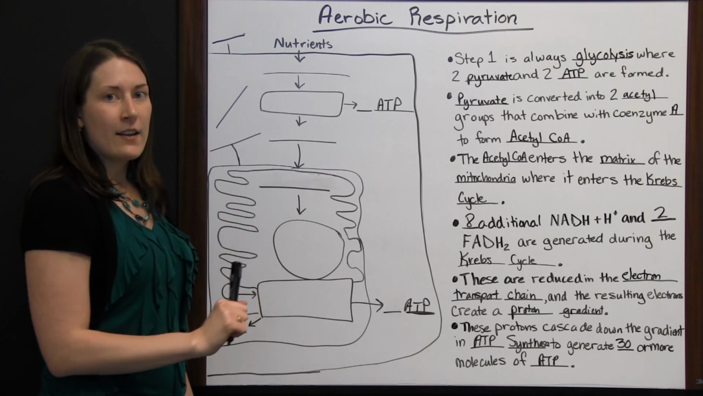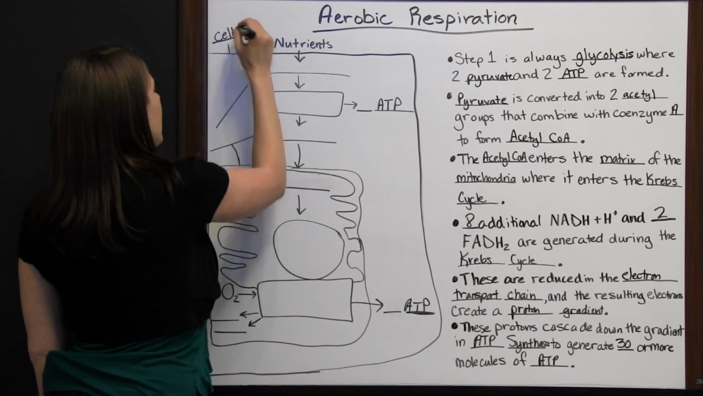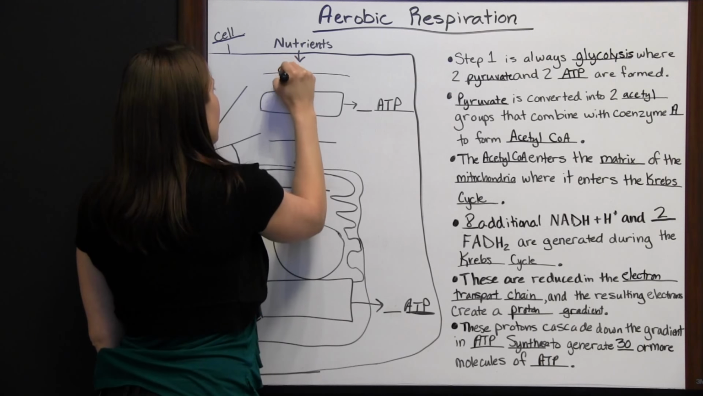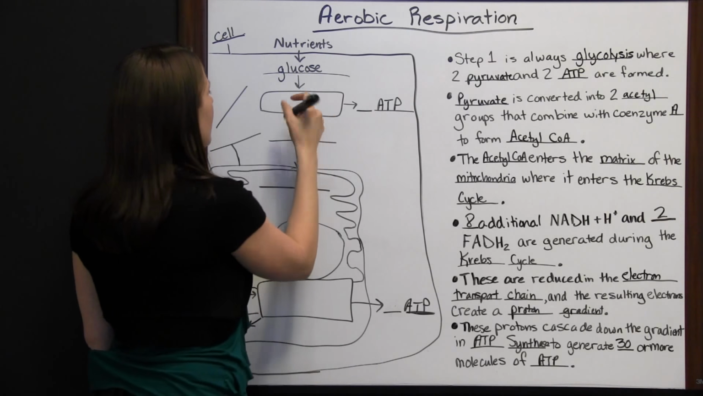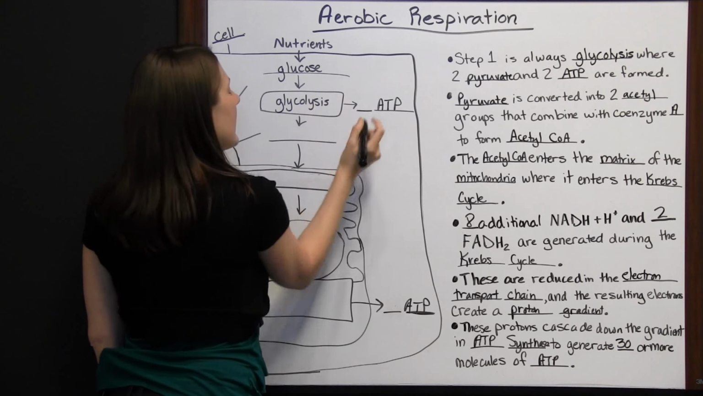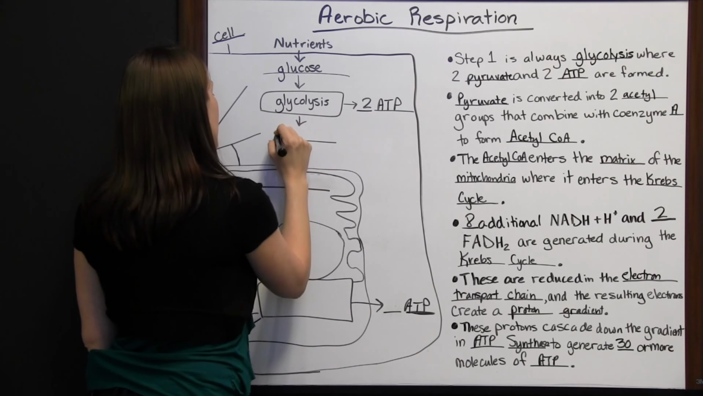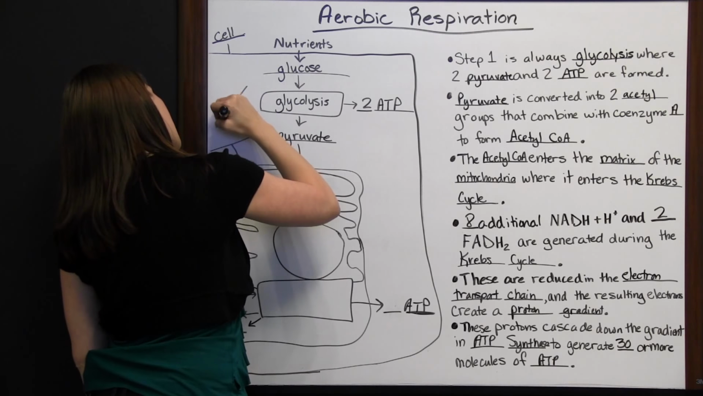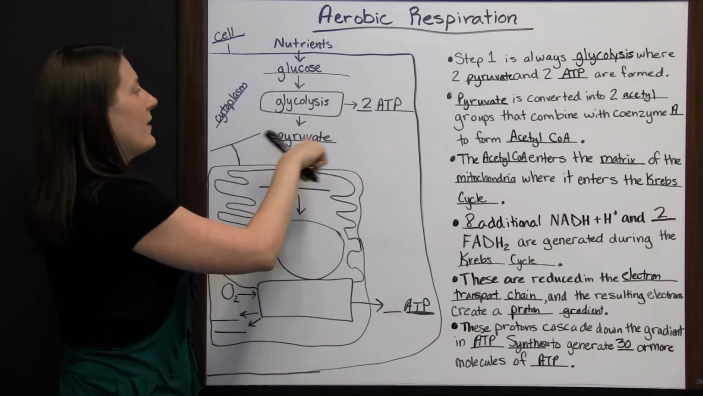So let's look at all this in a diagram, maybe simplify it a little. So we've got our cell, and nutrients are taken into that cell. In the nutrients, we're going to get some glucose. And from 1 molecule of glucose, we are going to carry out glycolysis and get 2 ATP net energy over here, plus our pyruvate. And all of this happened in the cytoplasm of the cell. So we're inside the cell, but we're in the cytoplasm.